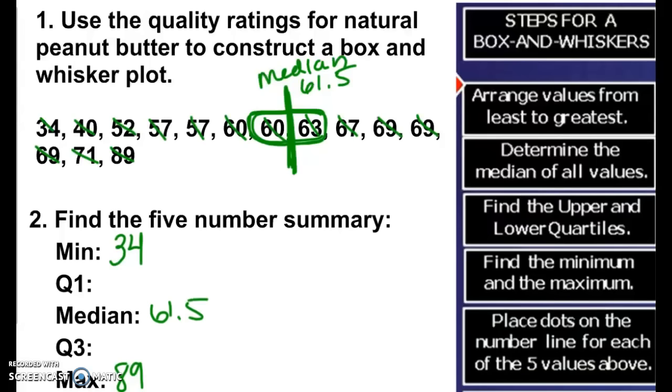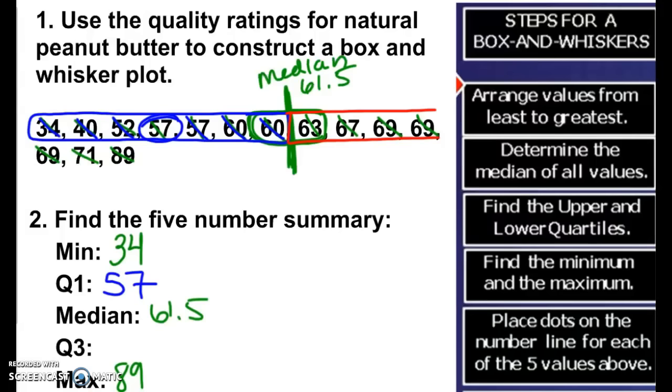Then next I want to find my quartile 1. In this case, crossing off 1, 1, 2, 2, 3, 3, 57 is in the middle. For my quartile 3, it kind of stinks that it's on separate lines, but then we have 1, 1, 2, 2, 3, 3. 69 is the one that's in the middle for my quartile 3.